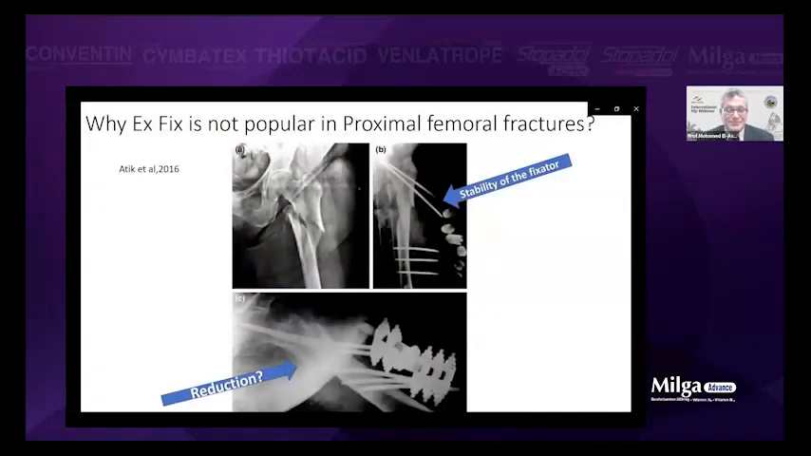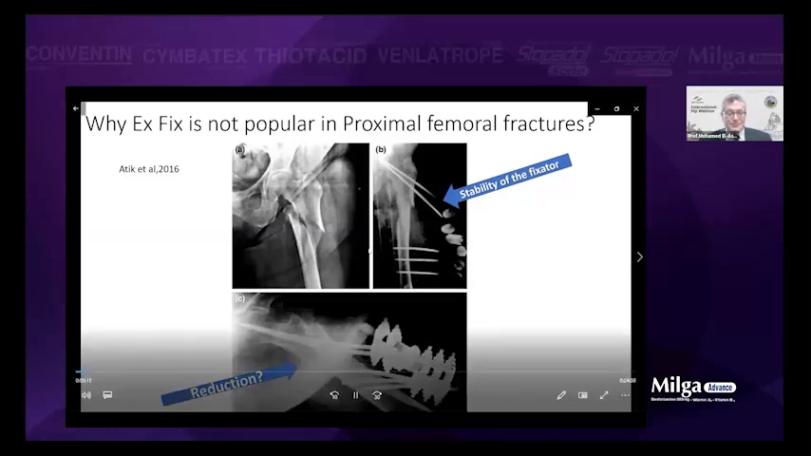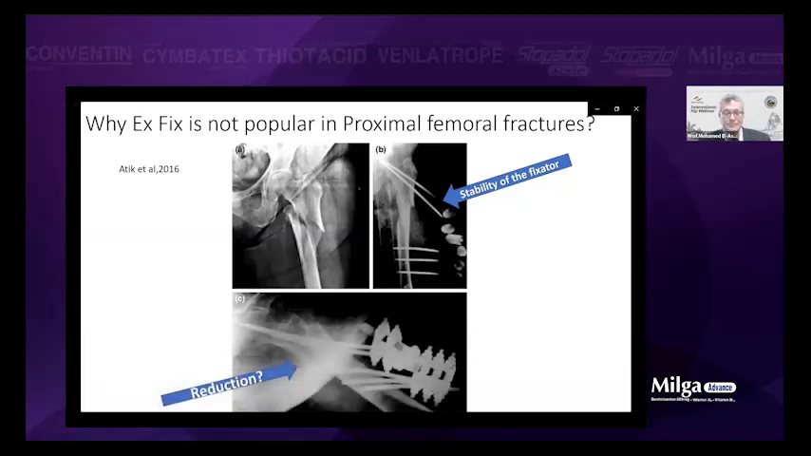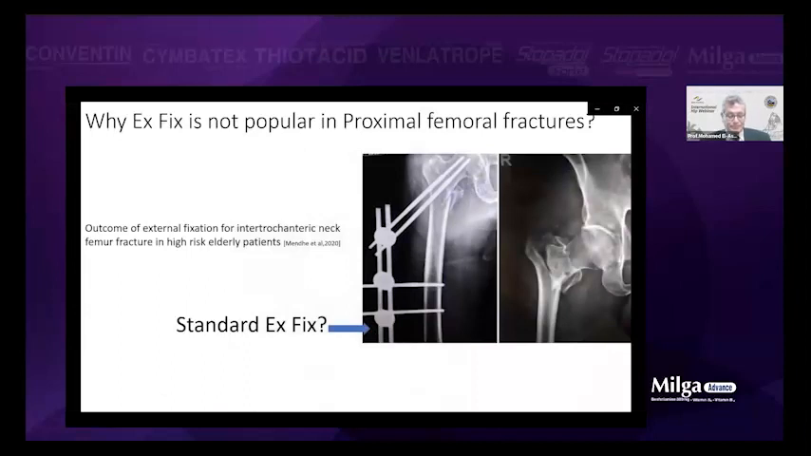Why is external fixation not popular in proximal femoral fractures? Because of the stability. They always talk about the frames, which are quite unstable. Also, when we see the cases, you can have unstable reduction. Also, they always talk about standard external fixation. There is no standard external fixation.